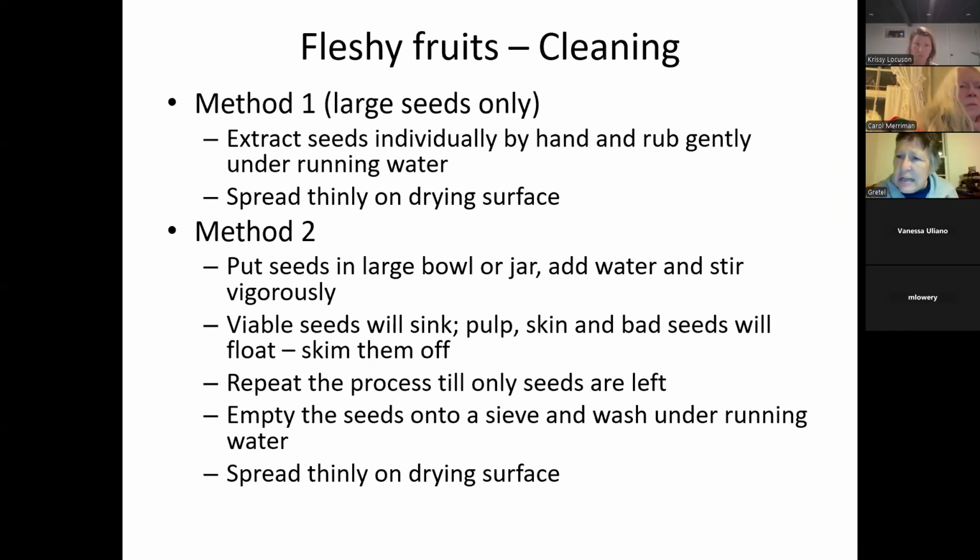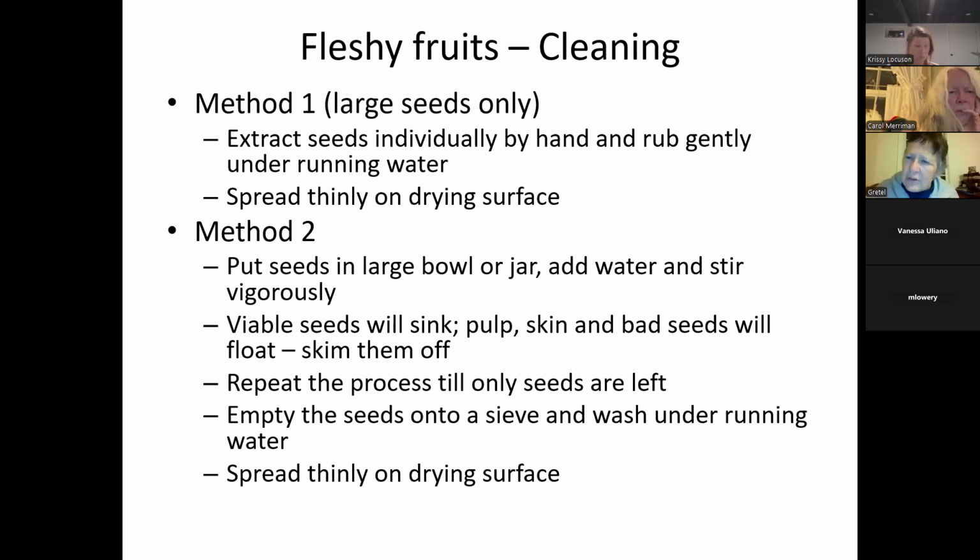With large seeds, you can do them one at a time in a bowl of water or under running water and just rub them between your fingers until they don't feel slippery anymore. Spread them out on a paper towel or a tea towel to dry.